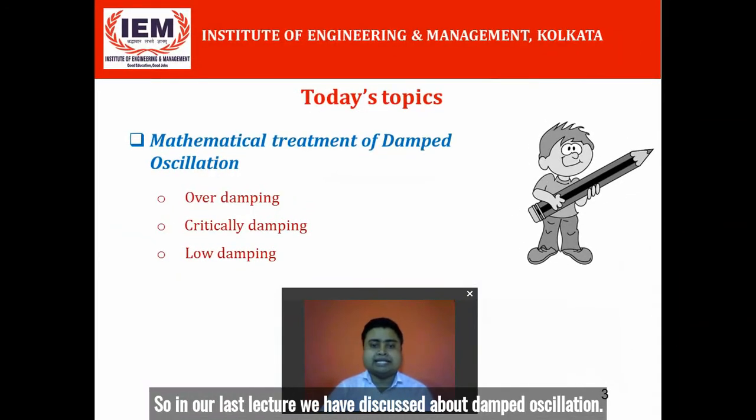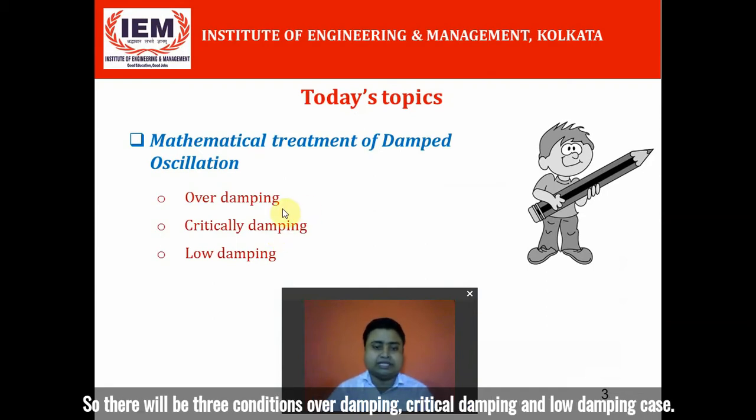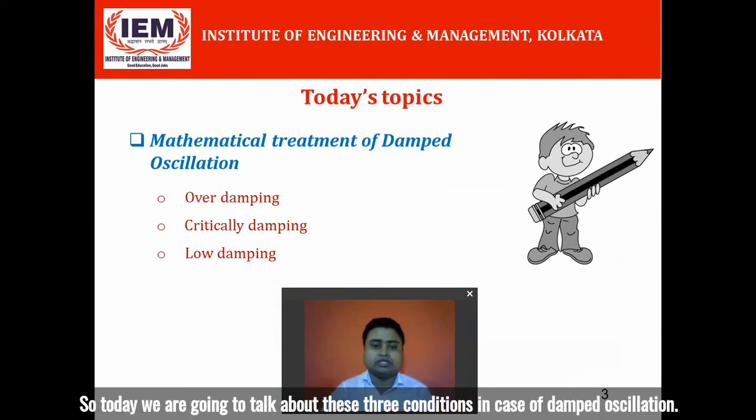So in our last lecture we discussed damped oscillation. Now today we will discuss the mathematical treatment behind the damped oscillation. There will be three conditions: over damping, critical damping and low damping case. So today we are going to talk about these three conditions in case of damped oscillation.